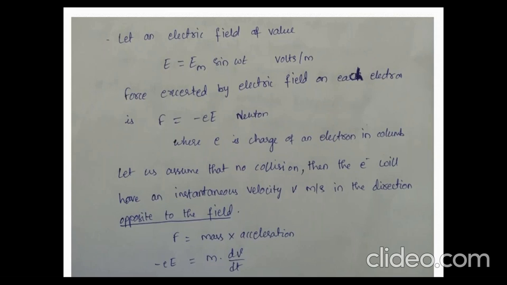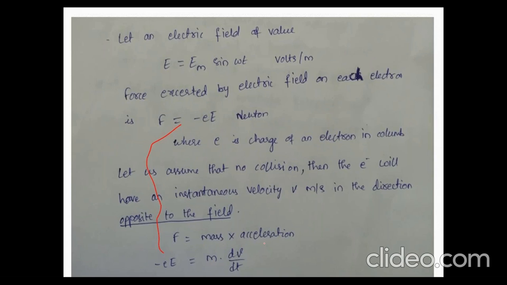Primarily, there is no collision with the electrons in the ionosphere. Then the velocity will be in the direction opposite to the field. Then F is nothing but mass into acceleration. If there is no collision, we take F equal to mass into acceleration, where F is minus e into E, capital E, from here to here.